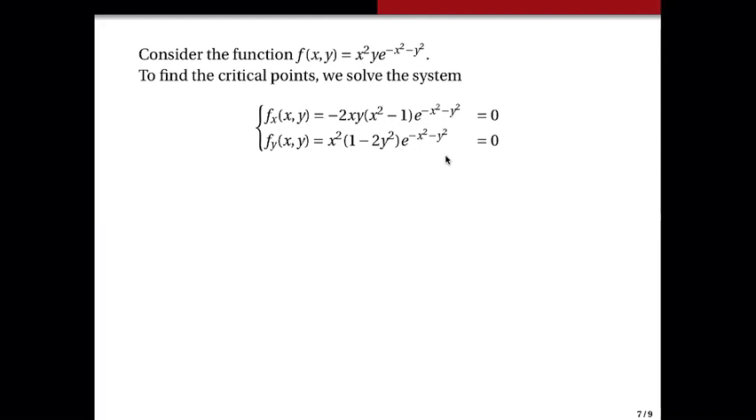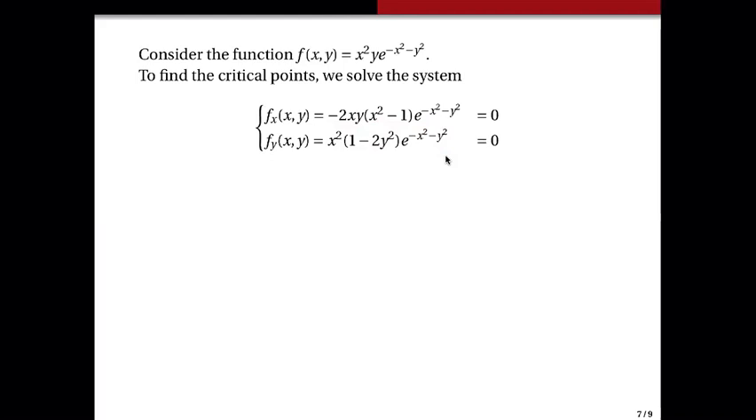So in here, of course, to find the critical points, we need the first partial derivatives with respect to x and then with respect to y, and then we equate them to 0. So you have these partial derivatives here. This is with respect to x. This is with respect to y.